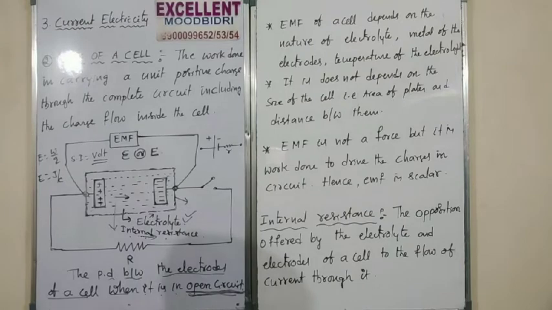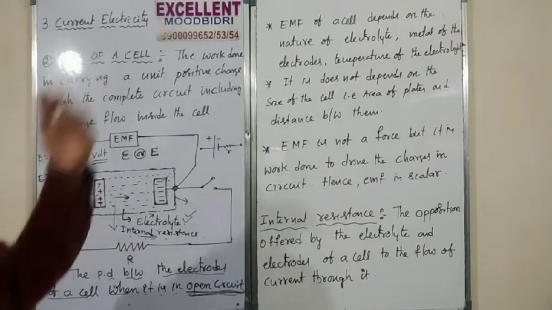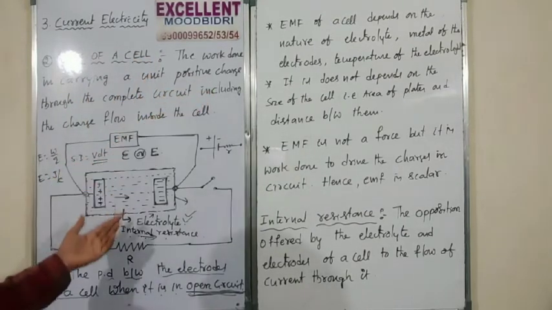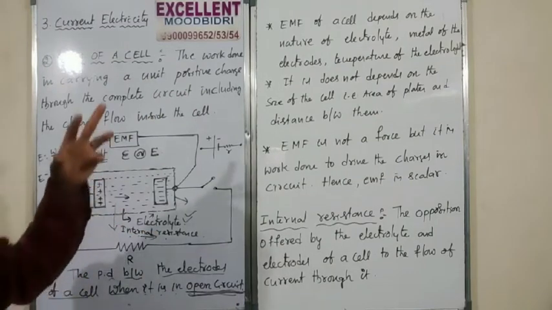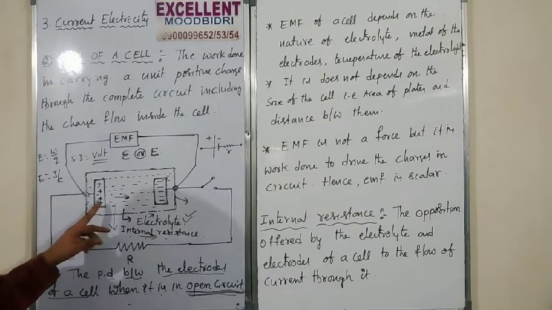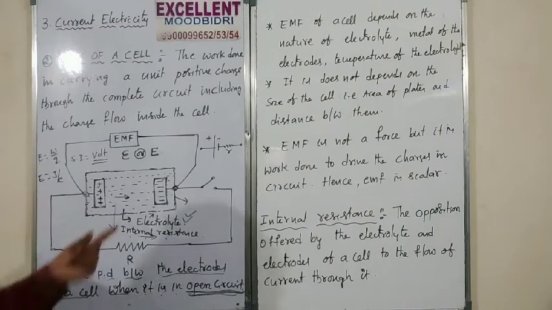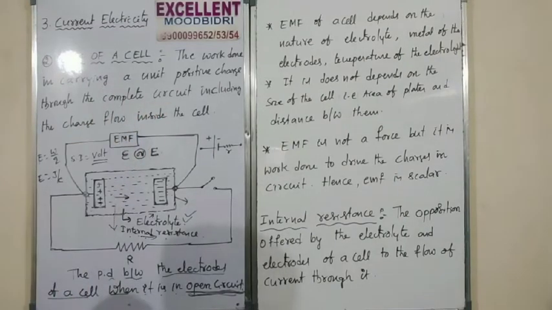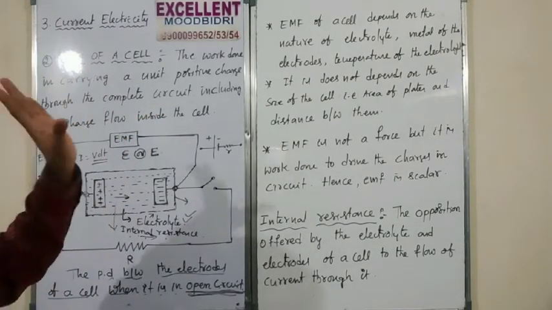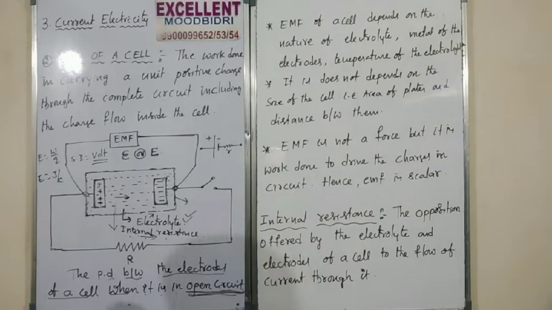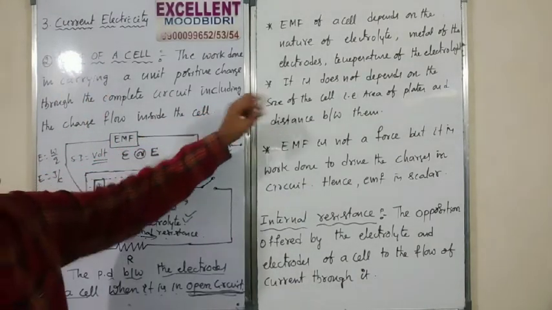These are the factors. What are the factors of EMF of a cell? It depends on the nature of the electrolyte, the metal of the electrodes, and the temperature of the electrolyte. This is very important basic. What is that? Factors. Next, second point.